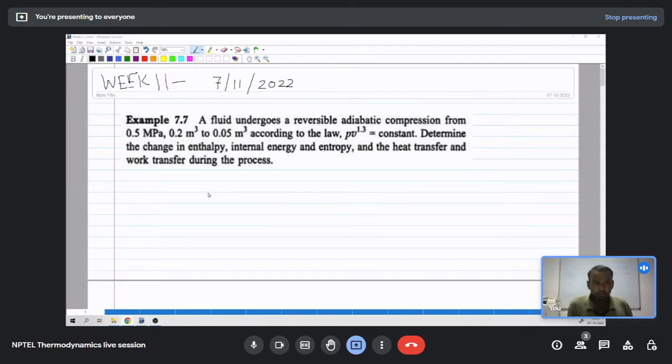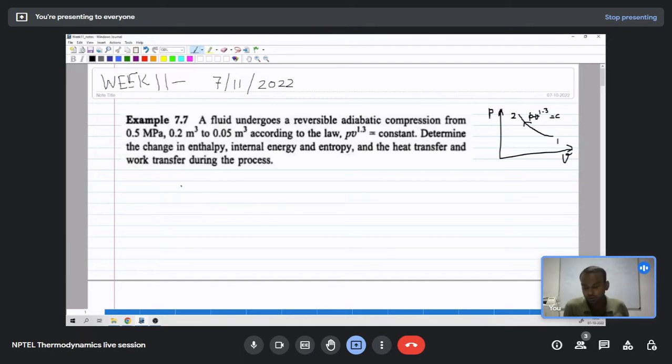So we have been told that there is a fluid that undergoes a reversible adiabatic compression process. If we draw this process in a PV plot, during compression the pressure increases and volume decreases. So it should resemble something like this, starting from state 1 to state 2. Here this curve is PV power 1.3 equal to constant.